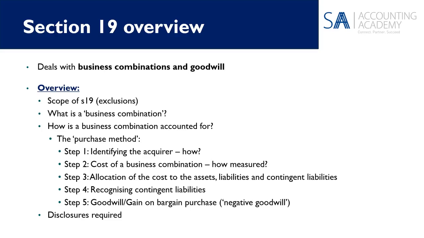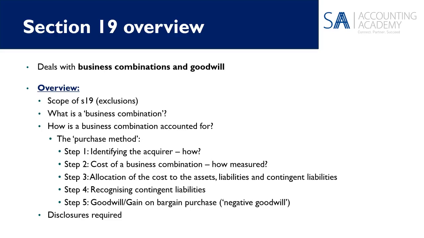Then we're going to be looking at how a business combination is accounted for, and we do this particularly with reference to what is called the purchase method. And it's important to realize that there's only one acceptable method that can be used to account for business combination transactions, and that is the purchase method. And that contains certain steps that one has to follow.